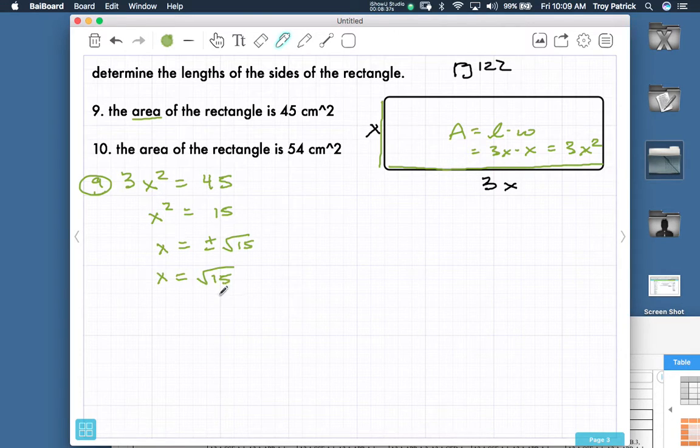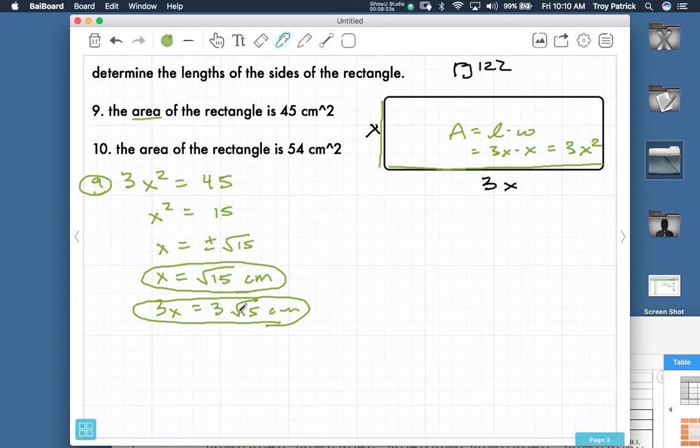And you think about 15, square root of 15 being broken down. 15 is 5 times 3. There's no pairs there. 5 and 3 are both prime. So this is finished. X is equal to the square root of 15. Units are centimeters. So our length is square root of 15 centimeters. That's one side length. Make sure you get the other side length to give you 3 square roots of 15 centimeters. We should have two answers for number 9 and number 10.